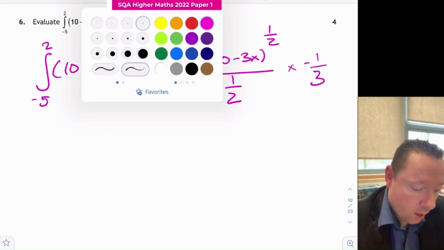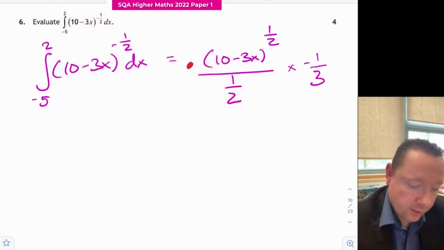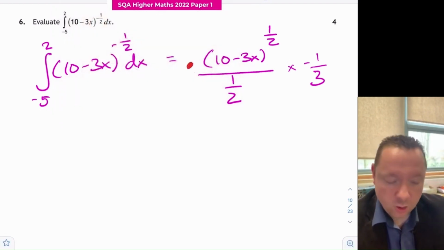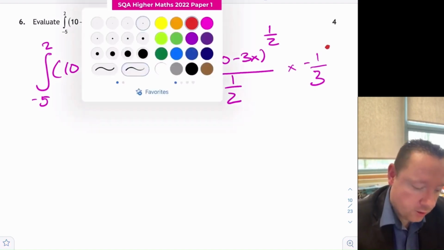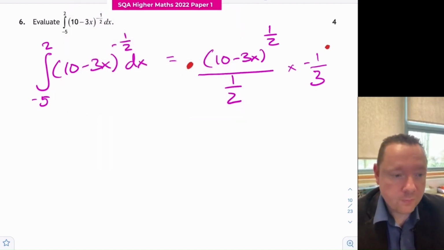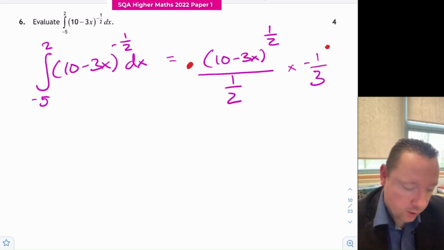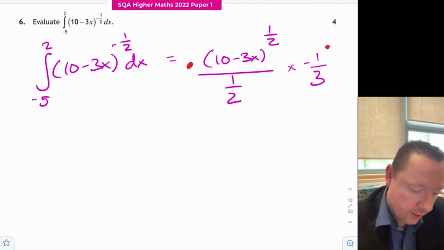You get your first mark for just starting to do that, and you get your second mark for showing anywhere that you are going to be dividing by -3 or timesing by -1/3. So there's your first 2 marks there. And then we need to process our limits. So let's tidy this up a little bit before we get to that.